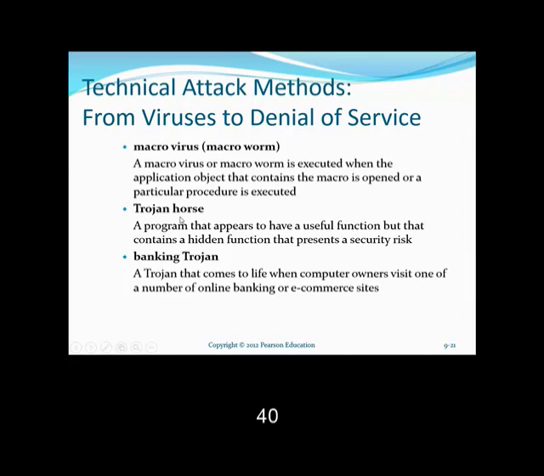And then Trojan horse, a program that appears to have a useful function but contains a hidden function that presents a security risk. It looks like, for example, it asks you once again to input your password. Actually, it tries to get your password for the second time and keep it with the system.